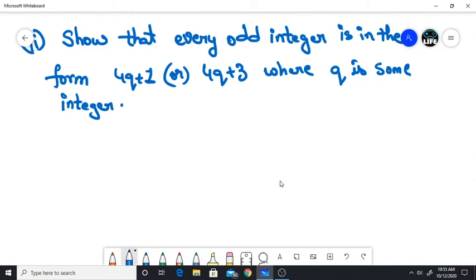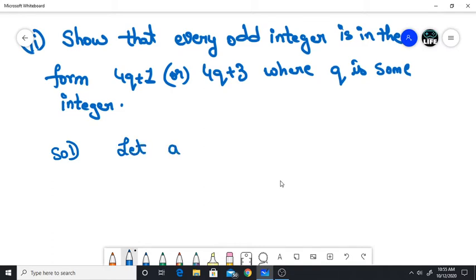Let's read the question again. Show that every odd integer is in the form 4q plus 1 or 4q plus 3 where q is some integer. Let's do this.